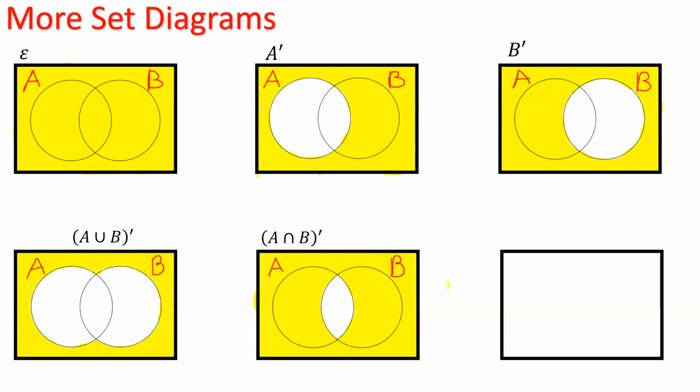Malia, how do we get A union B complement? By shading in everything except for the intersection. Not A intersect B complement. You see what I'm saying? So I'm referring to this one.